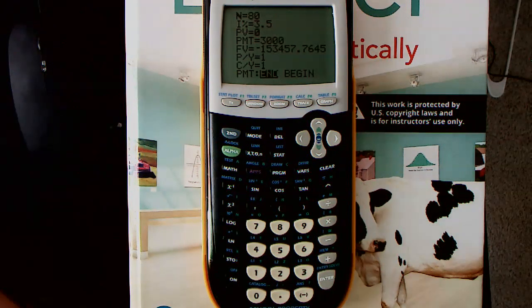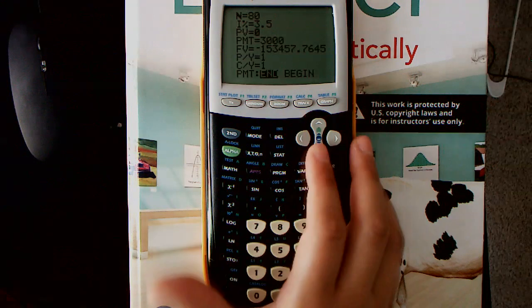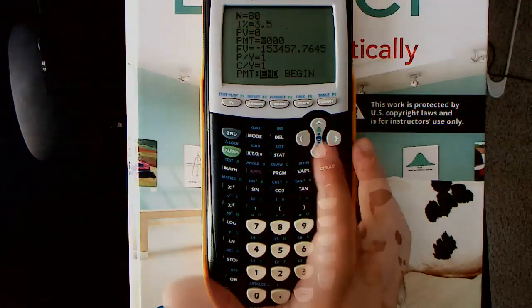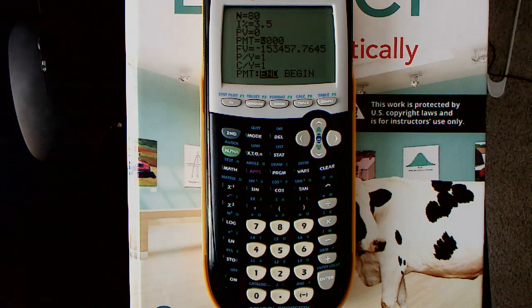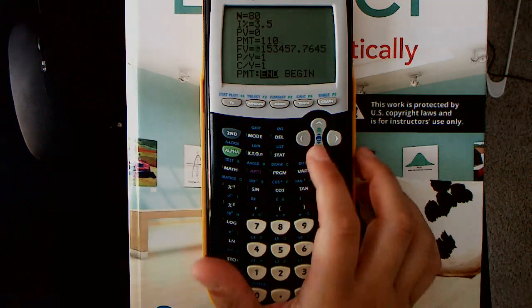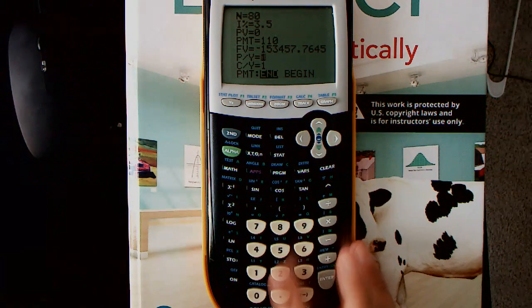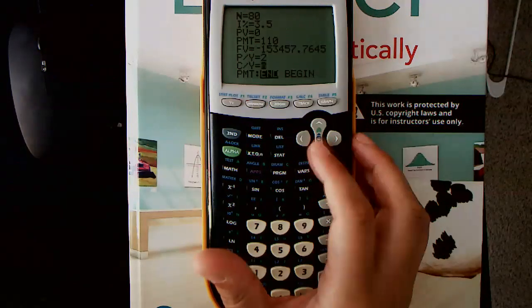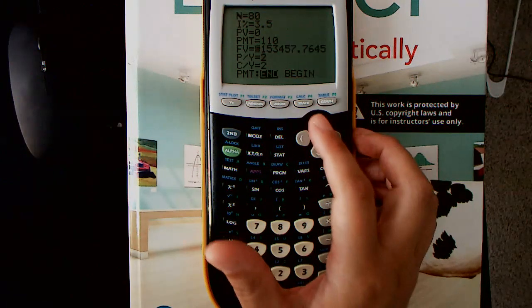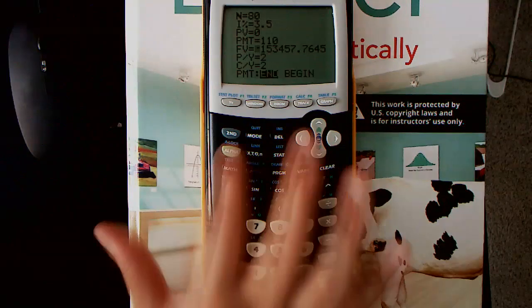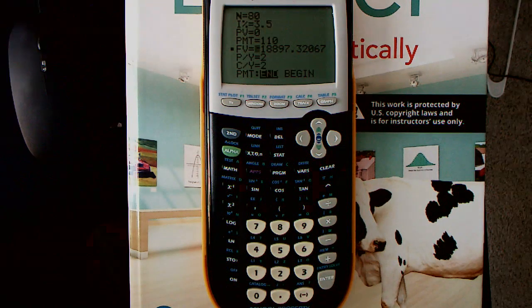Okay, so the present value of the annuity is 0. Yeah, payment. Let's see. What do you deposit every 6 months? 110. And future value is something we are going to solve for, so skip that. P per Y and C per Y are going to be 2 because it's semi-annual. So let's go back to future value and Alpha Enter. Solve for the future value of the account. Tell me if you have the same amount.